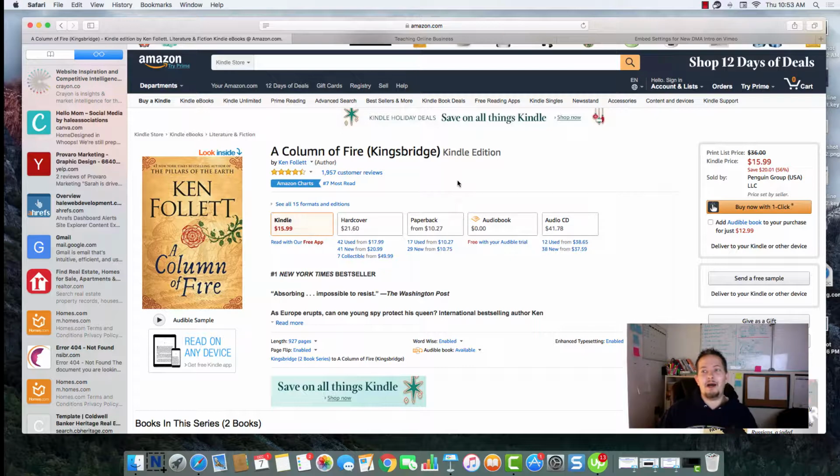So for me, I know I buy a lot of books. I buy a lot of business books. I don't like ebooks. I'll read them from time to time, but I want a hardcover or I want a paperback. So Amazon has all these options up here. If you want to read it on Kindle, you can. If you want it on hardcover, you can order it. If you want it on paperback, you can get it. If you want it on audiobook or audio CD, you can get it.